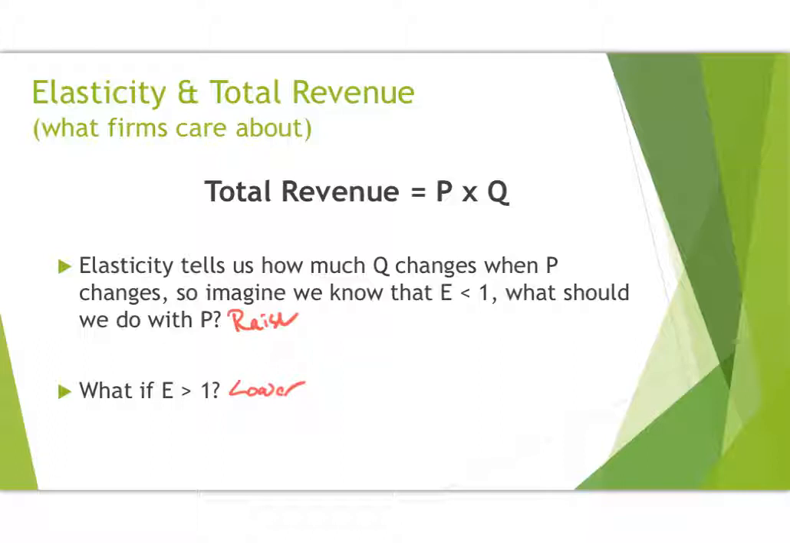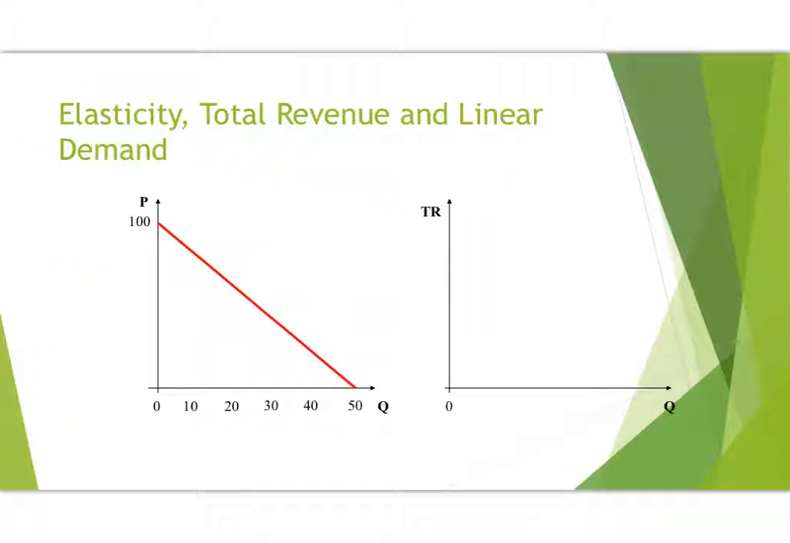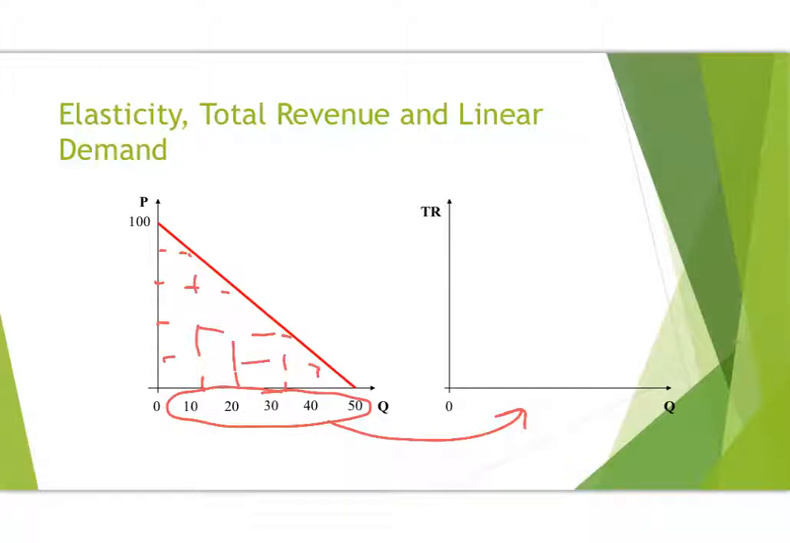Now, to see what's going on here, let's think about graphing out total revenue. Here's a nice generic downward sloping demand curve. Over here on the right, I have total revenue on the vertical axis and quantity on the horizontal axis. I'm going to take these quantities and bump them over here, calculate total revenue at a variety of points along this demand curve, plot them over here, and see what it looks like.